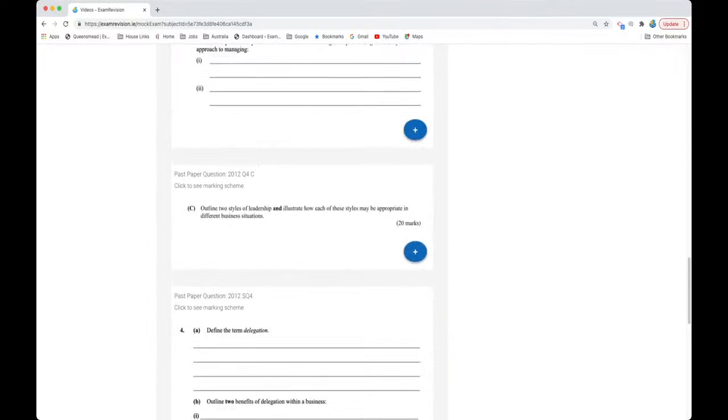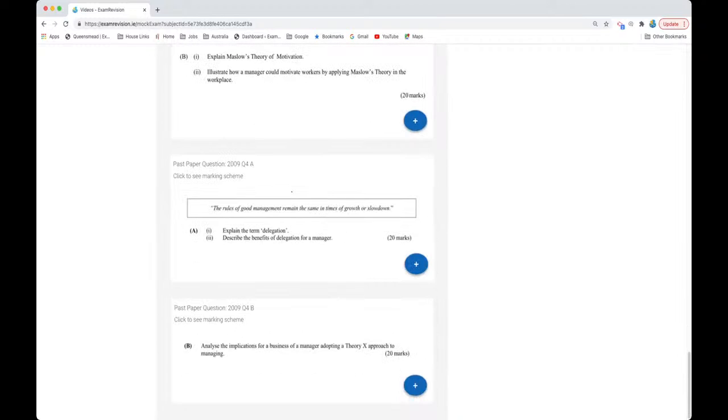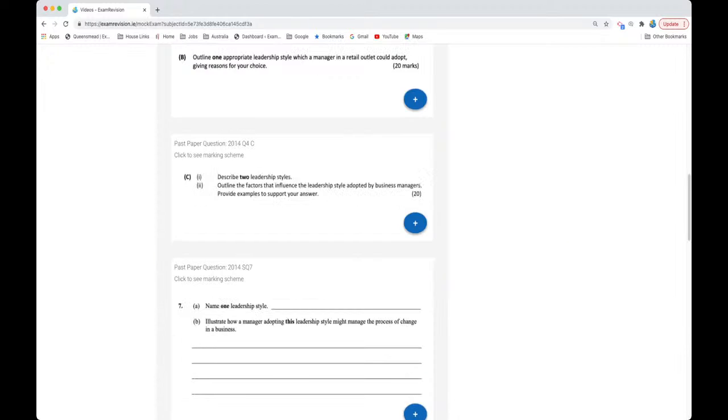Outline, explain, illustrate. You can see the command words are the ones I said that come up all the time. Analyze is the other one here: analyze the implications of a business manager adopting a Theory X approach to managing. You need to give me the advantages of adopting Theory X and then the disadvantages, but you keep to your exam technique. State, explain, example for advantages, and then state, explain, example for your disadvantages, and that will be your 4 points, get your 20 marks, and it's all done there.